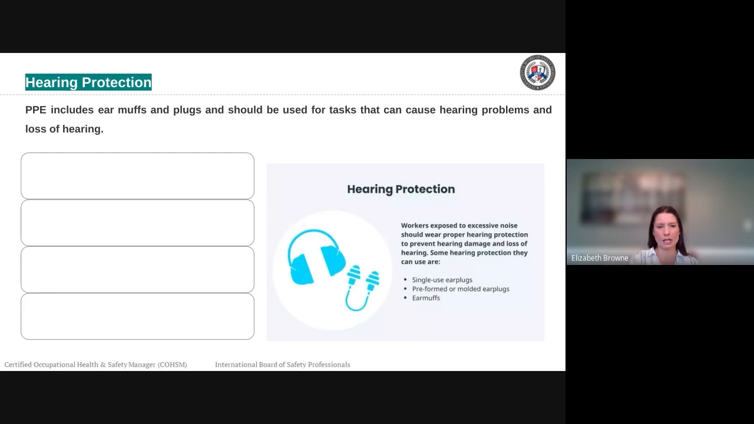Hearing protection, like earmuffs and earplugs, should be used for tasks that can cause hearing problems and loss of hearing. When we have high noise levels, we want to make sure that we offer employees several different options of hearing protection to make sure that they're finding something that's comfortable for them to use and that encourages the use of it, like single-use earplugs. They also have preformed or molded earplugs and then earmuffs.